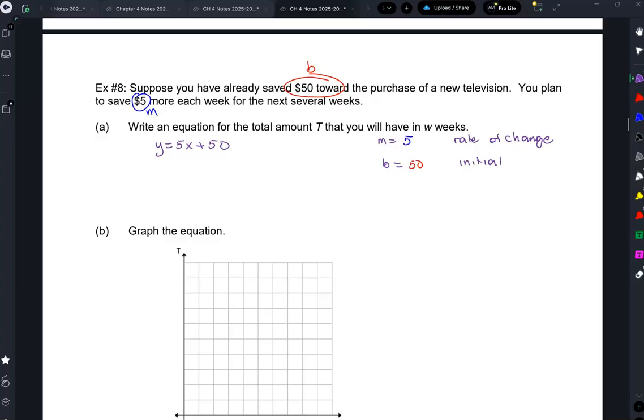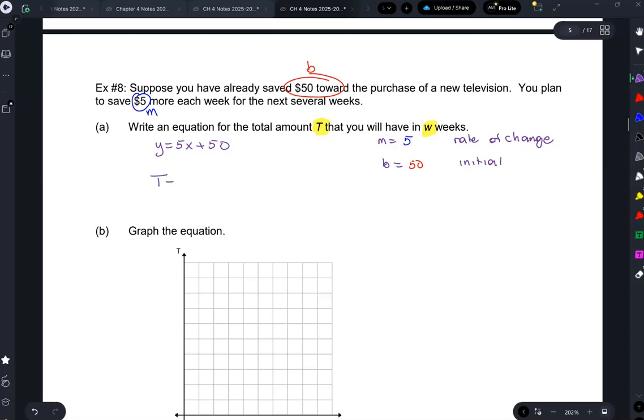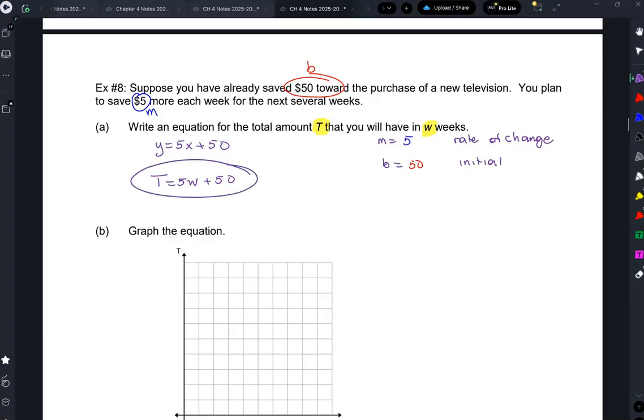But this is telling me write an equation for the total amount T that you will have in W weeks. So that's going to be T equals 5W plus 50. That's awesome. Now we're going to graph this.